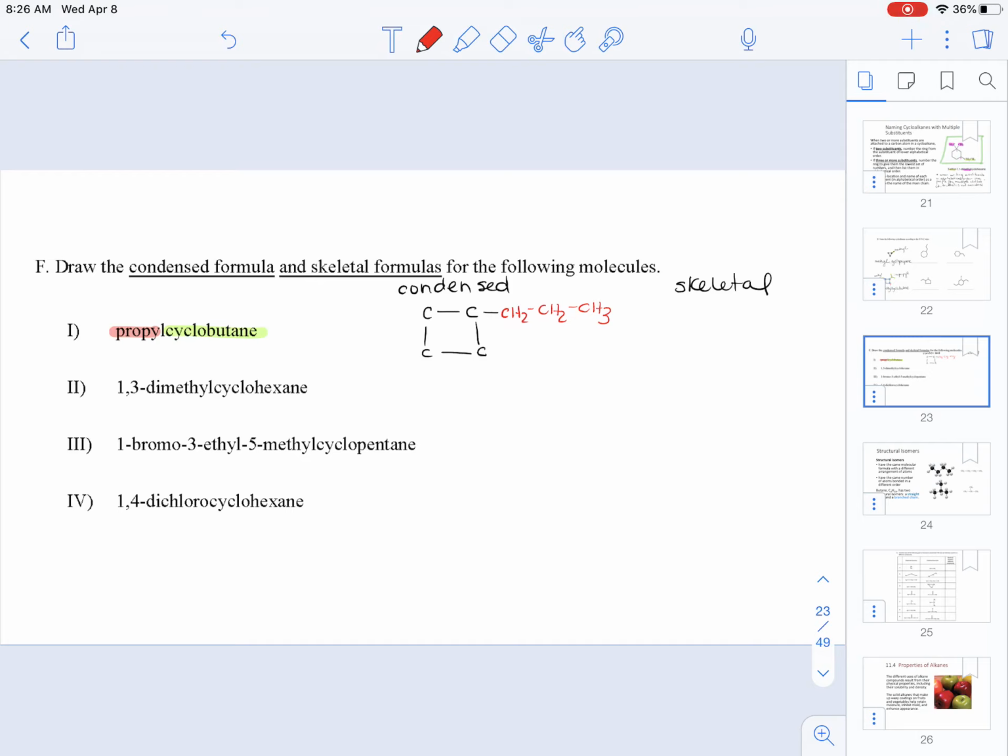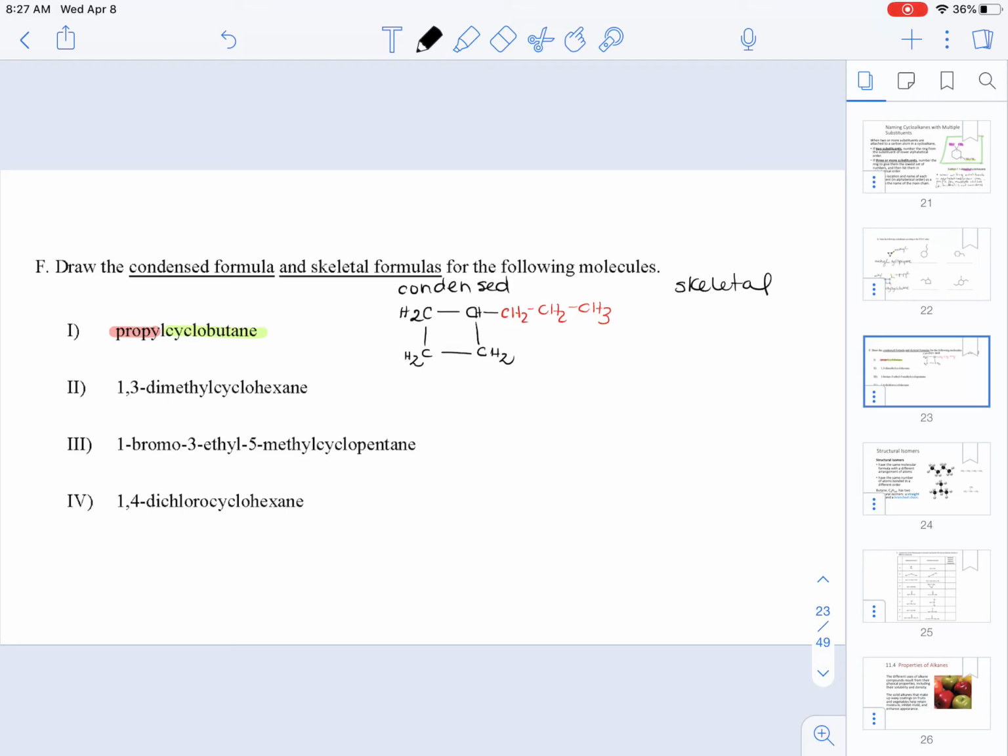Then, because I'm talking about the condensed structure for this molecule, I'm going to include the hydrogens. So the first carbon atom at the top left corner has 2 bonds, so it will be receiving 2 hydrogens. The bottom left corner carbon is attached to 2 atoms, so it's going to be receiving 2 hydrogens. The bottom right corner carbon has 2 bonds, so it's going to be receiving 2 hydrogens. And the one that contains the propyl group, because it's attached to 3 atoms, only receives 1 hydrogen.